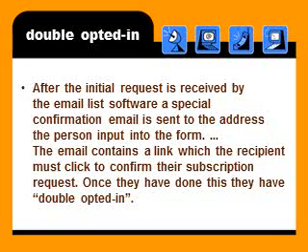Double opt-in. After the initial request is received by the email list software, a special confirmation email is sent to the address the person input into the form. The email contains a link which the recipient must click to confirm the subscription request. Once they have done this, they have double opt-in.